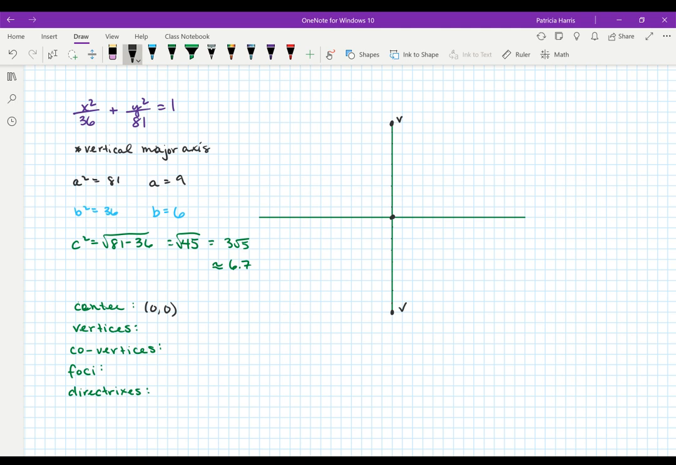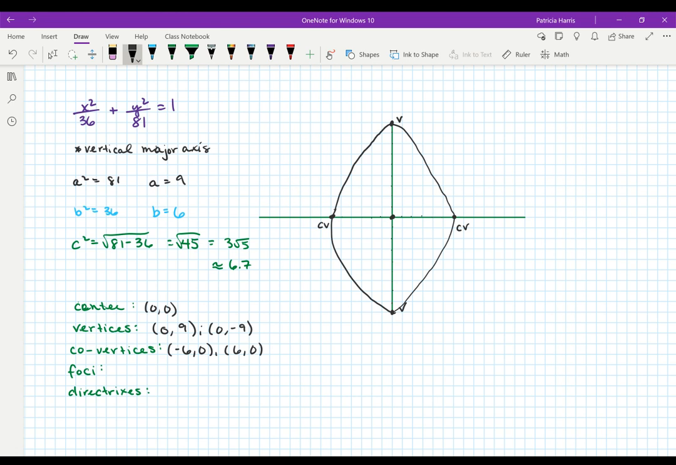Then covertices are going to be at 6. 1, 2, 3, 4, 5, 6. 1, 2, 3, 4, 5, 6. I'm going to put a little CV by those. Very carefully. Okay. So vertices are going to be at 0, 9, 0, negative 9. Covertices, negative 6, 0 and 6, 0.